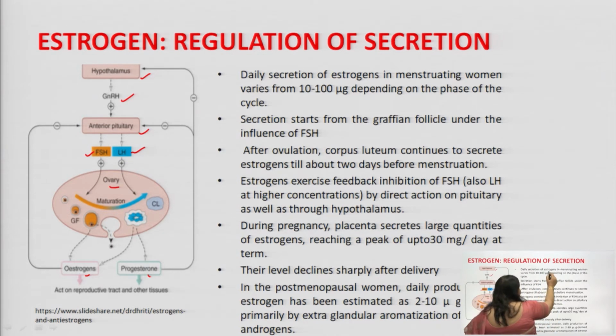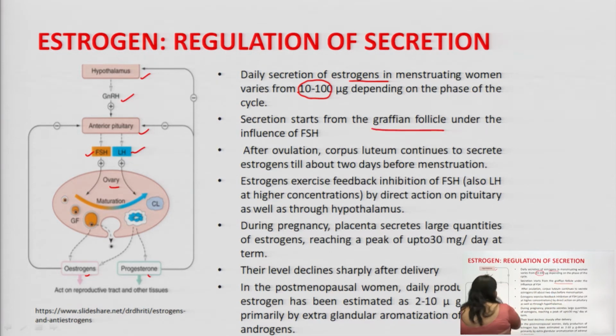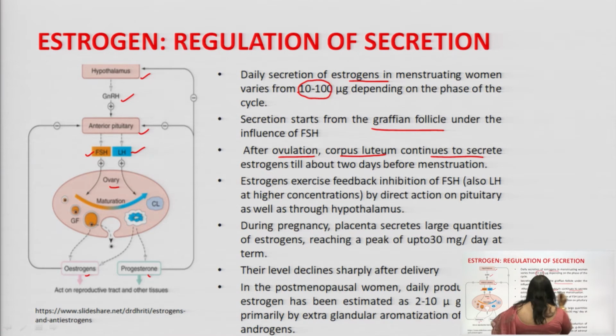The daily secretion of estrogens in menstruating women ranges from about 10 to 100 micrograms, and that depends upon the phase of the menstrual cycle. The secretion starts from the Graafian follicle under the influence of follicle stimulating hormone. After ovulation, that is when the ova is released, the corpus luteum continues to secrete estrogen till about 2 days before menstruation.